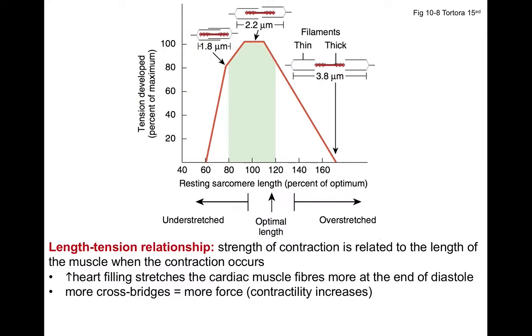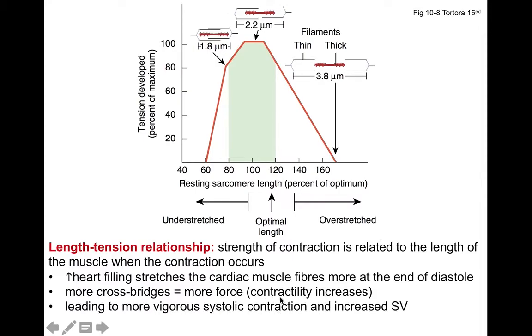So contractility is a term used to refer to the heart's contractile force. So increased force means increased contractility, leading to more vigorous systolic contraction, which means you're pumping more blood out of the ventricles per heartbeat, and this increases the stroke volume. And as I mentioned in the previous slide, the myocardium cannot continue to stretch indefinitely, so when you start to overfill the ventricles, you'll see the ventricle's ability to pump this blood start to fall off. This only would occur during heart failure.